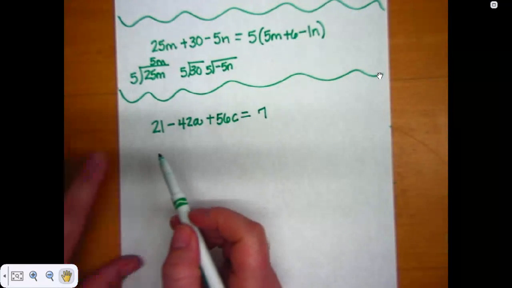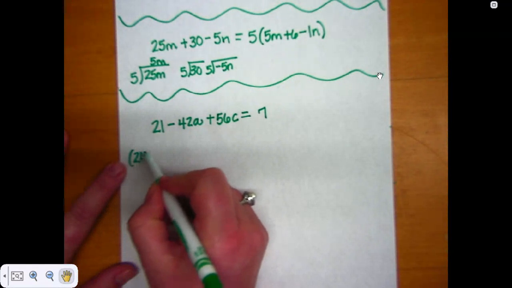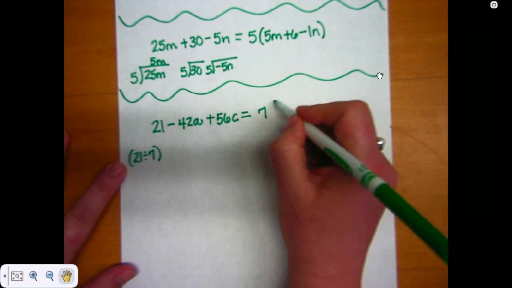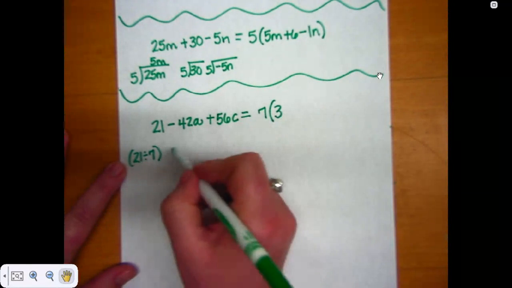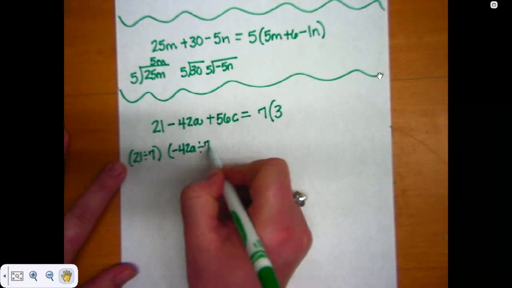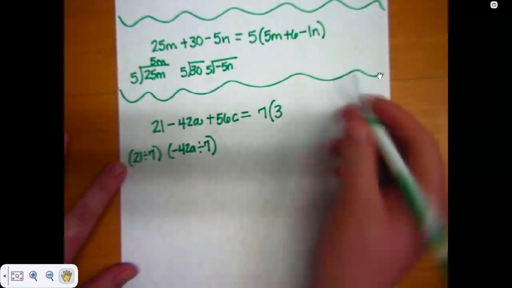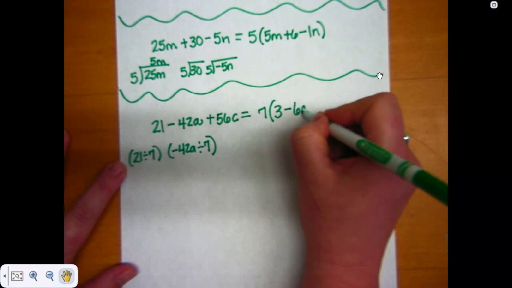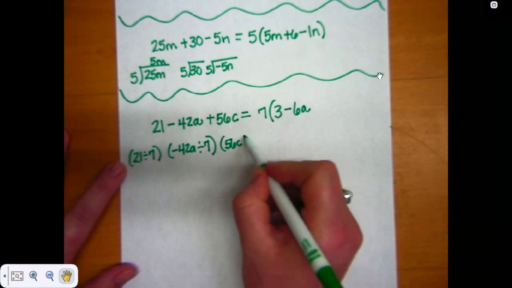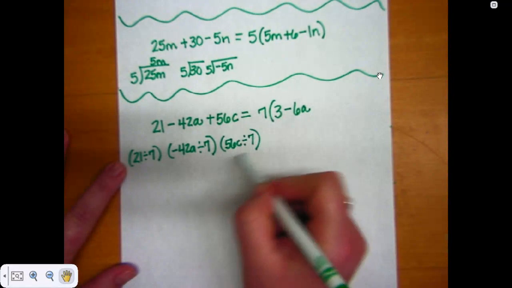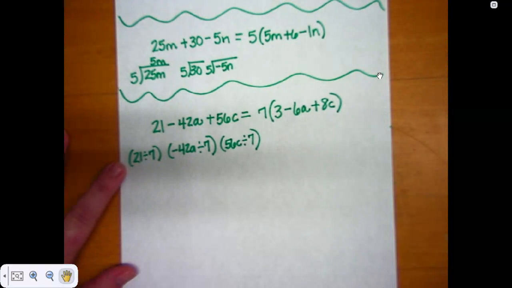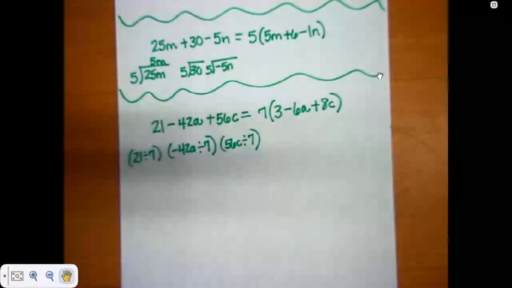And I want to come back and say, okay, what is 21 divided by 7? That's going to be 3. What is negative 42a divided by 7? That's going to give me negative 6a. And what is 56c divided by 7? That is positive 8c.